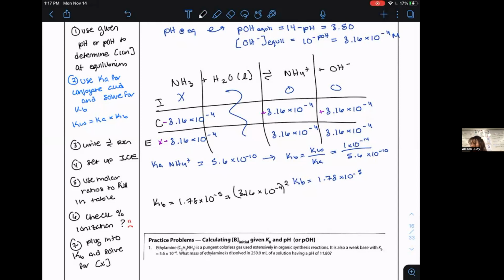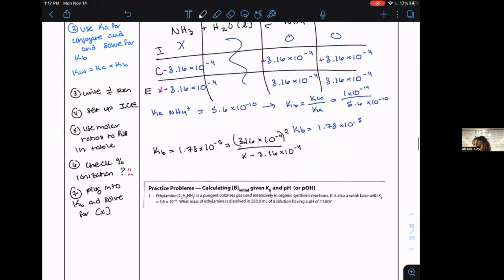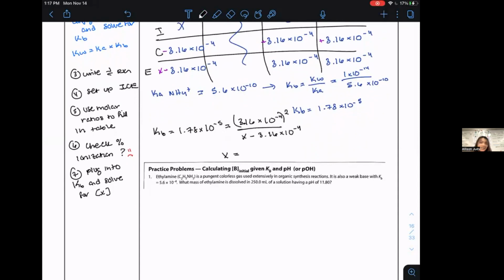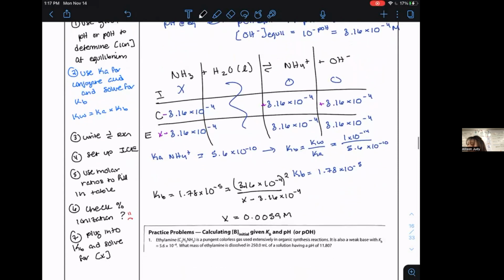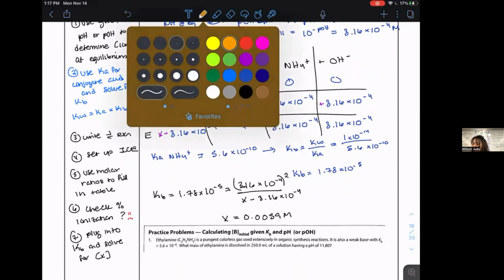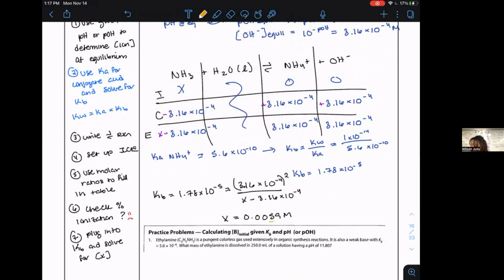So when I plug it in, it'd be 3.16 times 10 to the negative 4 squared, all over X minus 3.16 times 10 to the negative 4. And you can do some fun math, and you would get that X is equal to 0.0059 molarity. And is that the correct sig figs? The answer is yes, because we were given a pH with only 2 decimals, so we know we have to report to 2 sig figs. Two decimal pH, 2 sig figs.